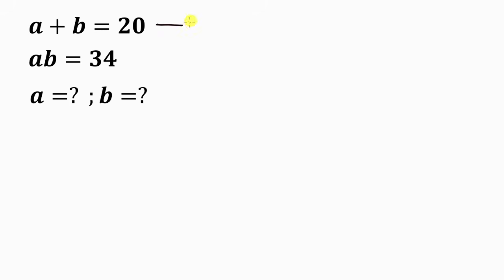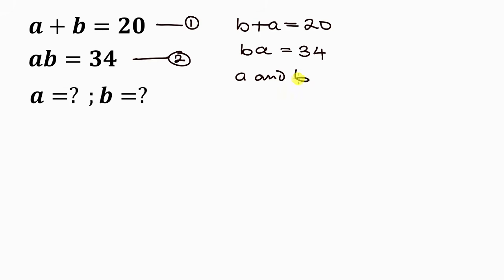Now this is our first equation and this is our second equation. Now notice that a plus b is 20 and ab is 34. We're told to look for the values of a and b. For equation 1, even though I write it as b plus a, I'm still going to be having 20. And for equation 2, even though I write it as b times a, I'm still going to be having 34. So we're trying to say that this equation is symmetric about a and b.